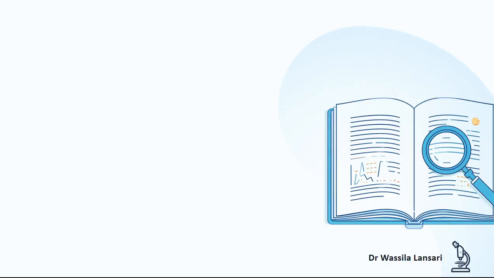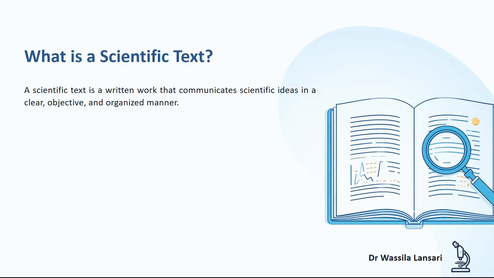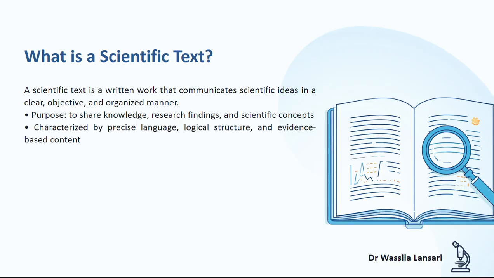Now, let's begin by asking a simple question. What is a scientific text? A scientific text is a written document that communicates scientific knowledge in a clear, objective, and organized way. Unlike ordinary texts, scientific texts are based on evidence and fact rather than personal opinions. Their main purpose is to share research findings, scientific concepts, and new discoveries. Therefore, they use precise vocabulary, logical organization, and reliable information.